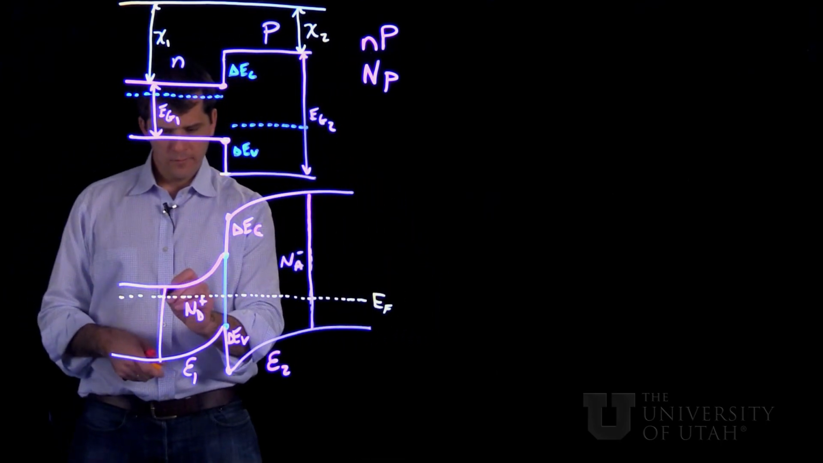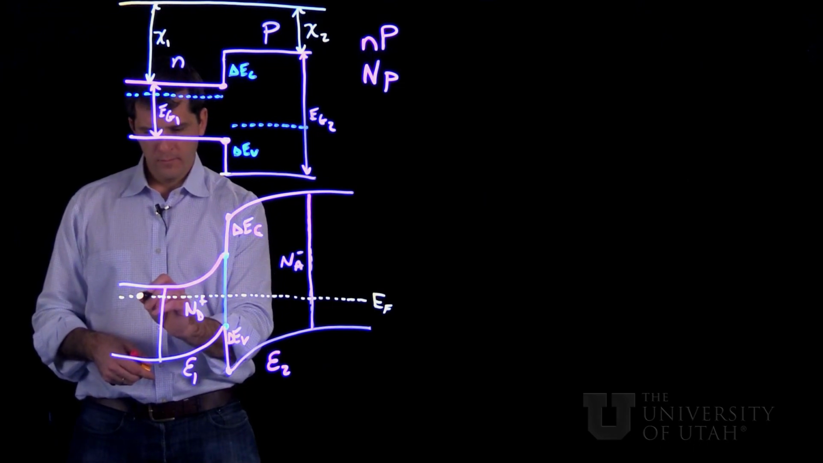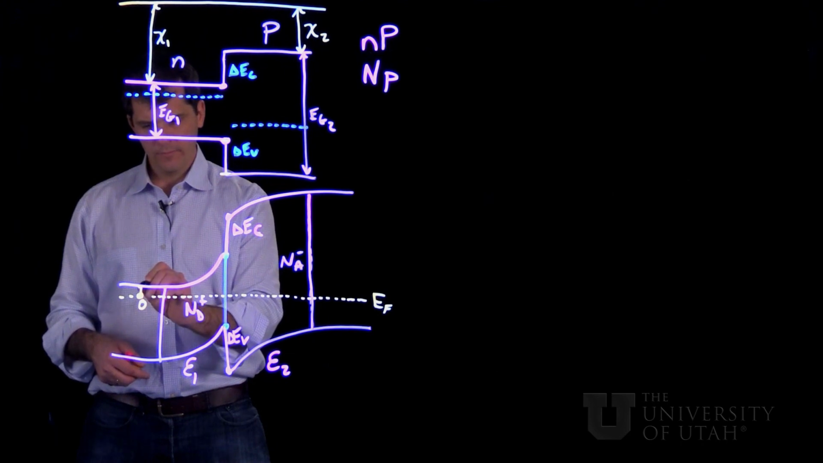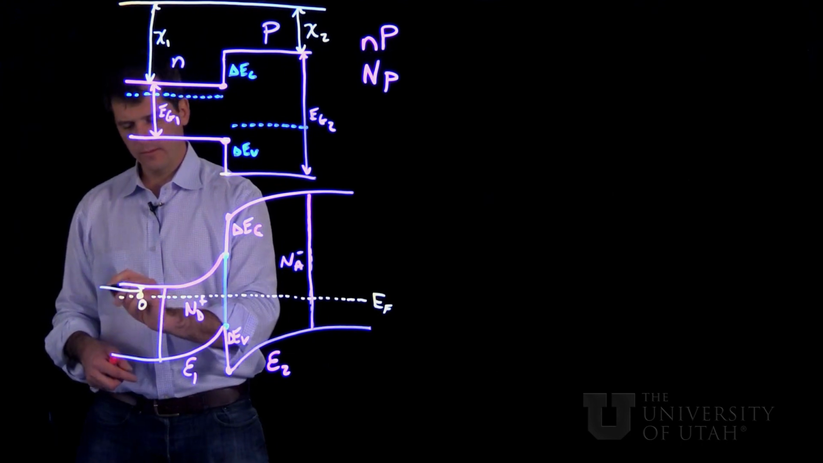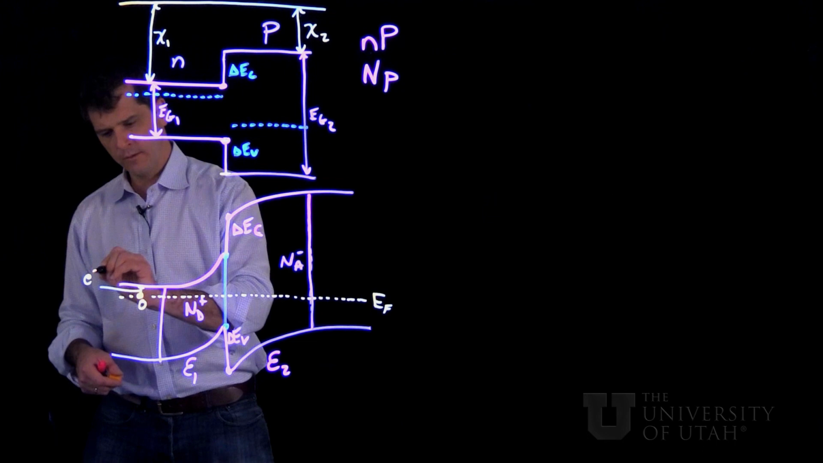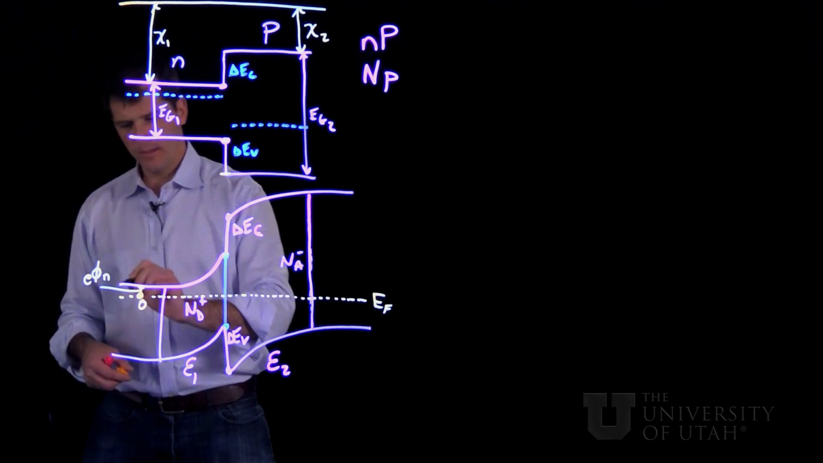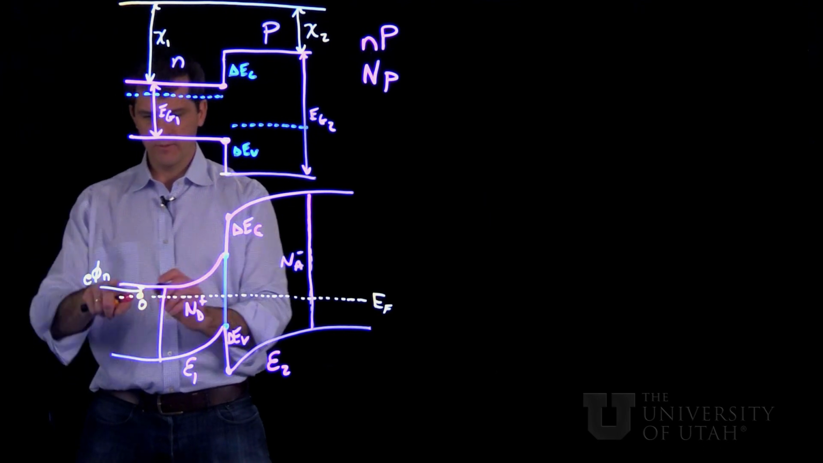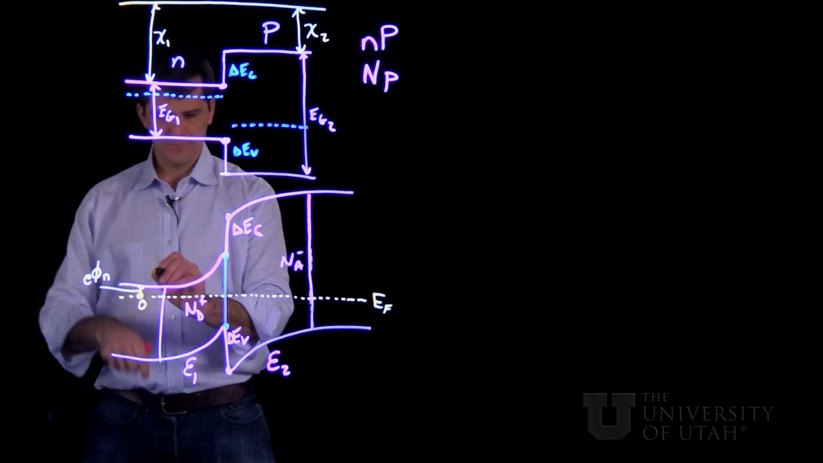So let's do this. Let's start here at point 0. And if we go from point 0 up to the conduction band, we can define this as E phi n. So this is the distance from the Fermi level to the conduction band on side 1.